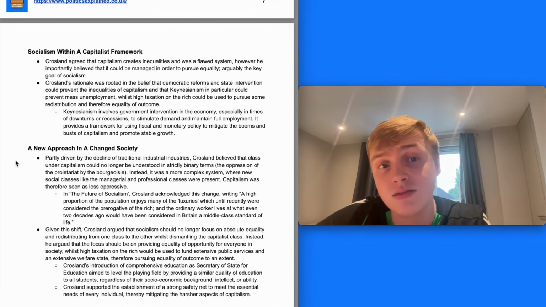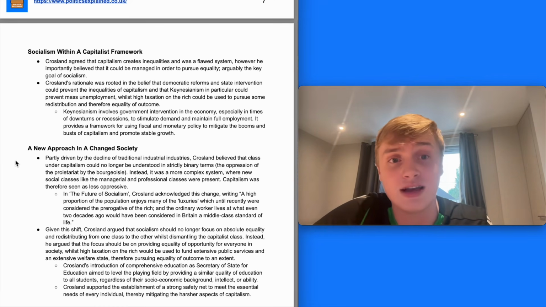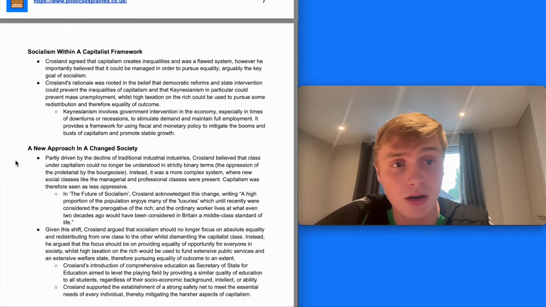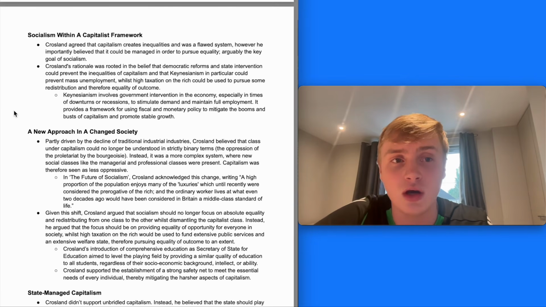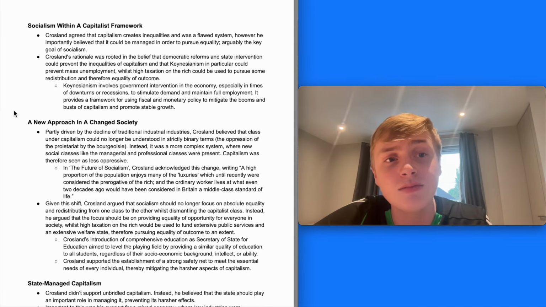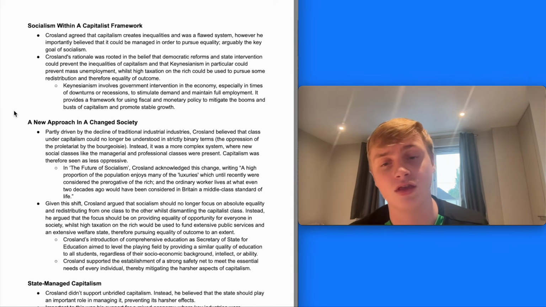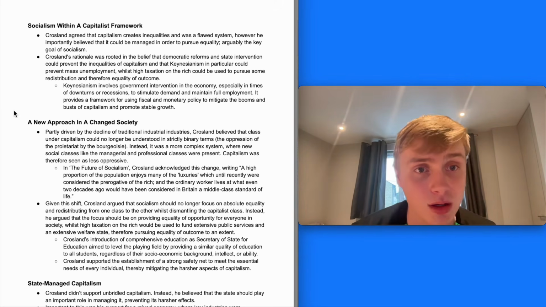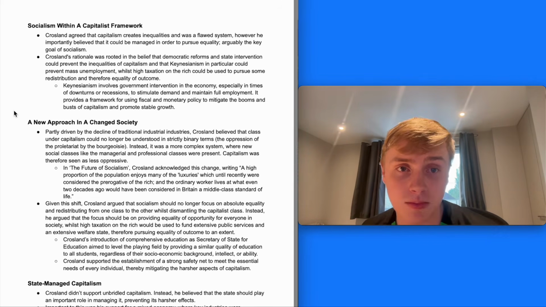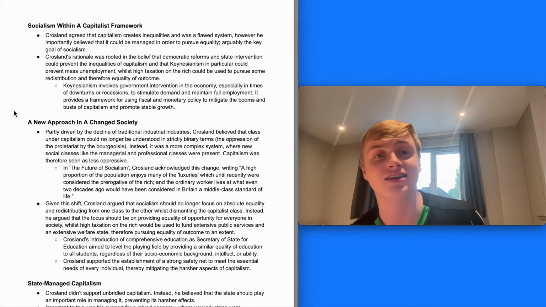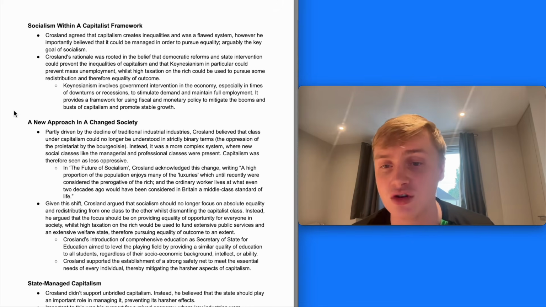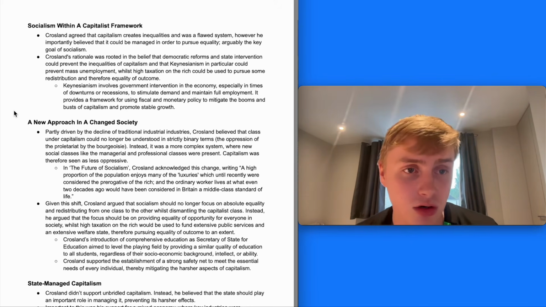So he very much agreed with the socialist belief that capitalism creates inequalities and is a flawed system, but he believes that it can be managed to pursue equality, which is arguably the key goal of socialism. And his belief is rooted effectively in Keynesianism and the ability of Keynesian economic management to prevent mass unemployment, whilst taxation on the rich could be used to pursue some redistribution and therefore some equality of outcome.